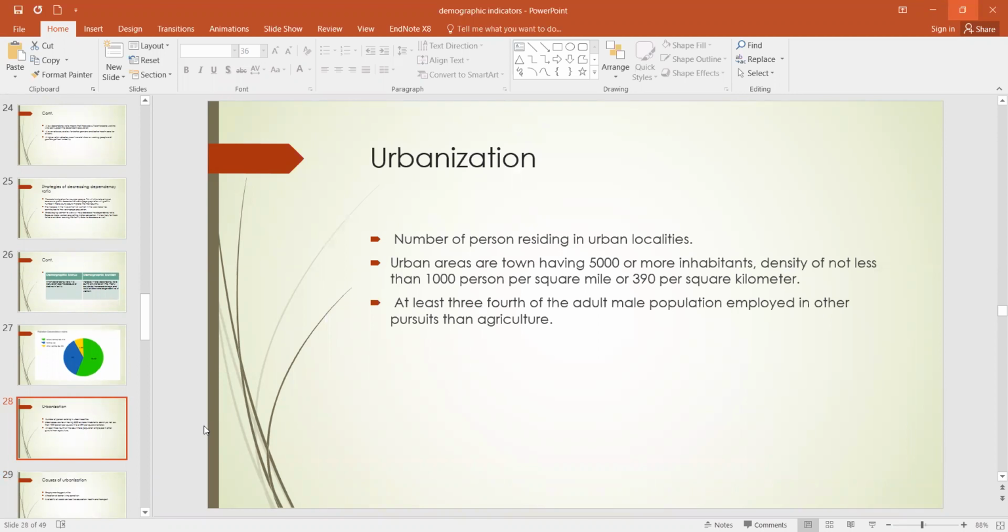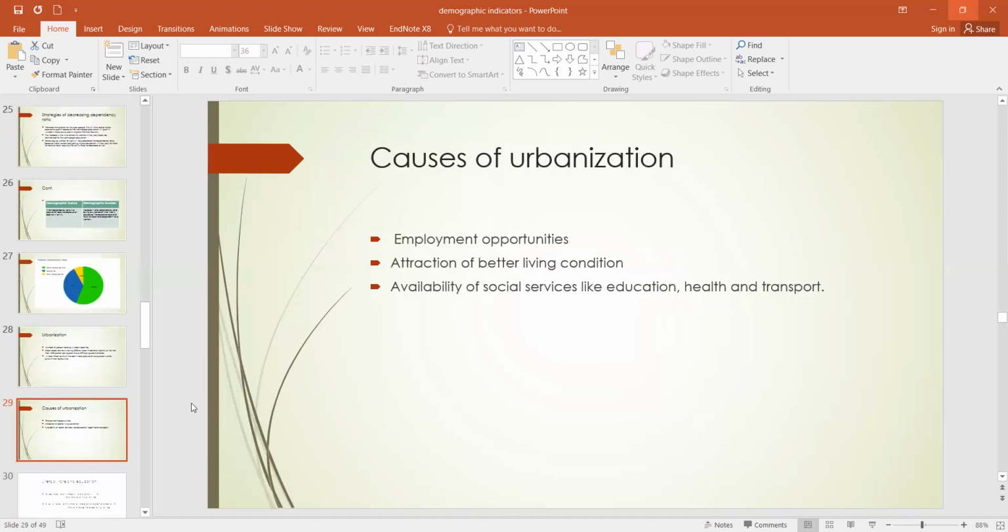Urbanization. There are a number of persons residing in urban localities. An urban area is a town having 5,000 or more inhabitants, a density of not less than 1,000 persons per square mile or 390 per square kilometer, and at least three-quarters of the adult male population employed in pursuits other than agriculture. Then we say that this is an urban locality.